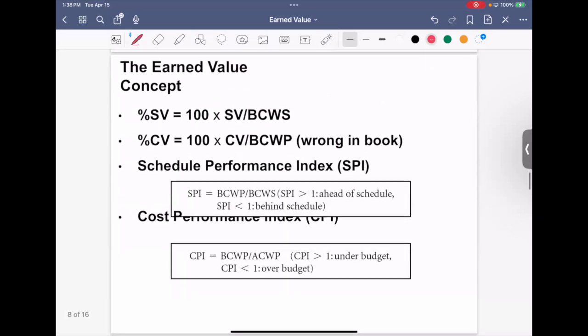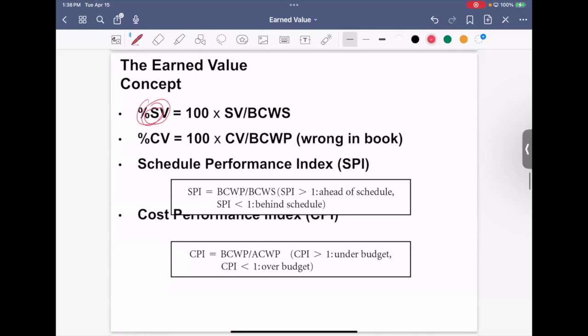And they have something called the percentage of schedule variance and the percentage of cost variance, right? You are using the schedule variance divided by the BCWS, and using the CV divided by the BCWP. So make sure this is divided by BCWP, not divided by ACWP or BCWS. It's wrong in the textbook, okay?